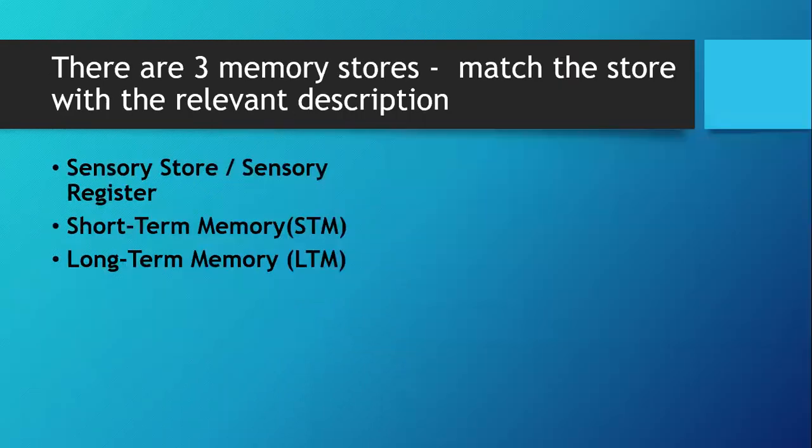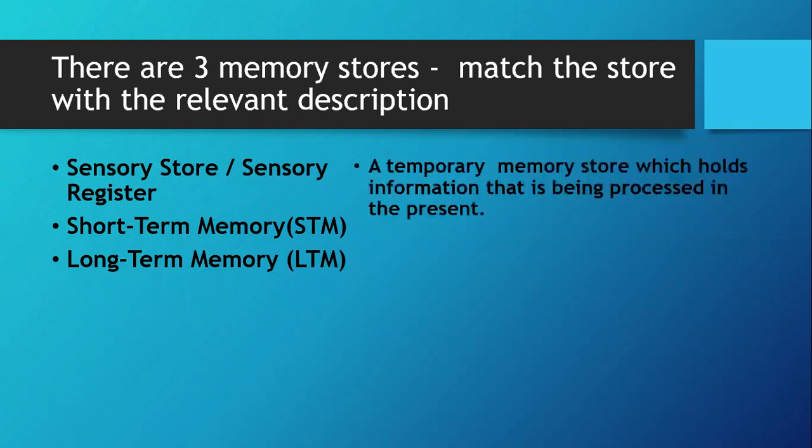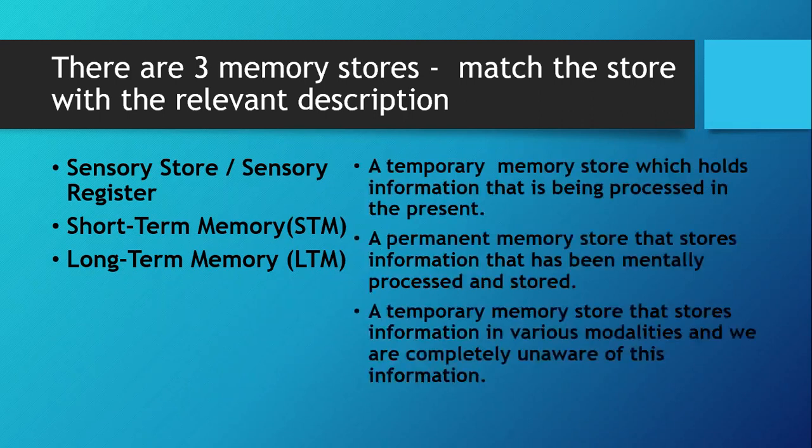So let's start off with the three types of memory stores. We have a sensory store, also known as the sensory register, the short-term memory, and the long-term memory. Now, I have a little task for you. I'm going to give you three options. See if you can work out which description belongs to what type of memory store. So here they are. I'd like you to pause the video now and see if you can work out which one belongs to which memory store. Over to you. Remember to pause.